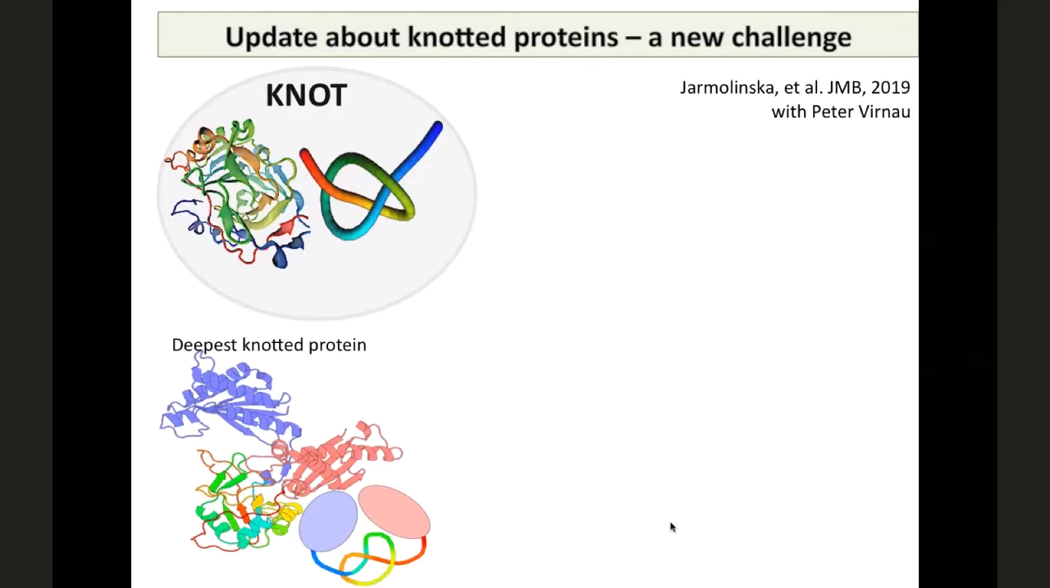And recently we made a new scan of protein deposits in the PDB with Peter Wiener, and we found something very surprising. We found a protein that is composed of 3 domains, and only the middle one is knotted. So you can see this blue color represents one domain, there is another domain that is a knotted one with a different color, and another domain with the pink one. So this makes the deepest ever knotted protein that we would expect.